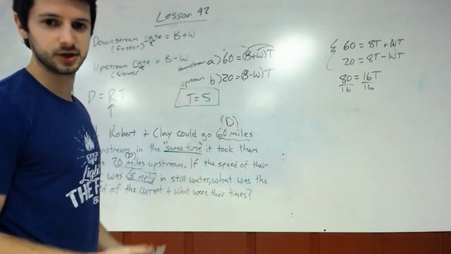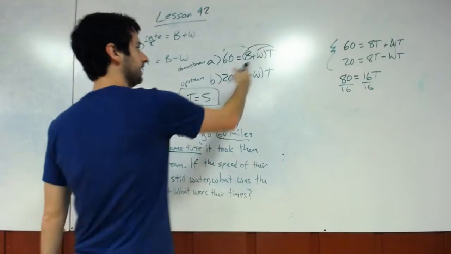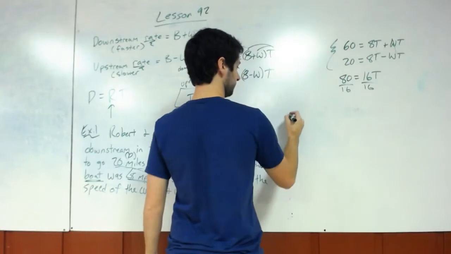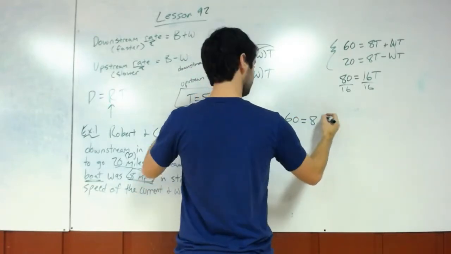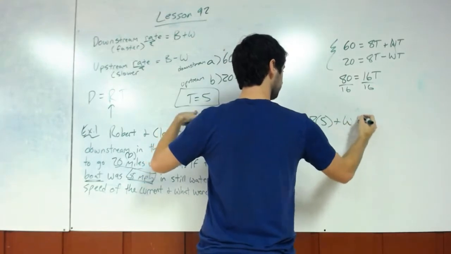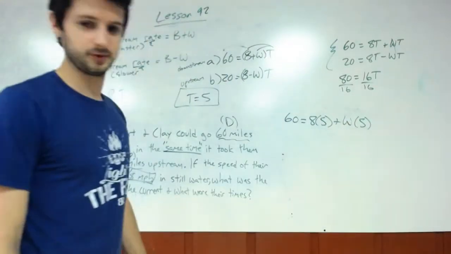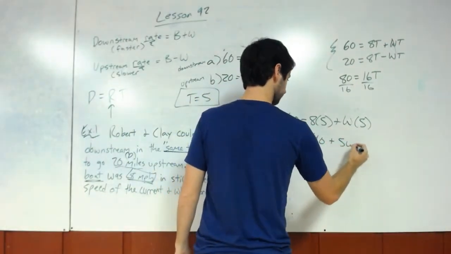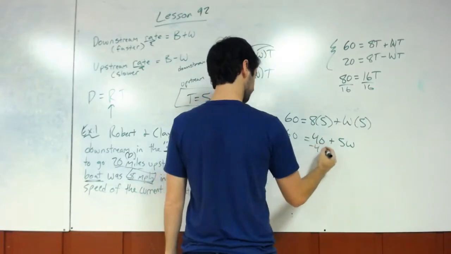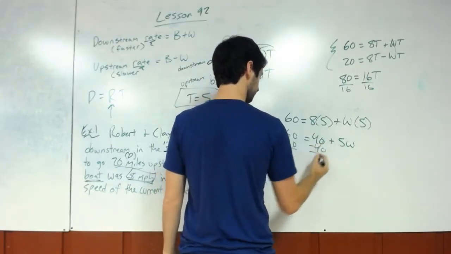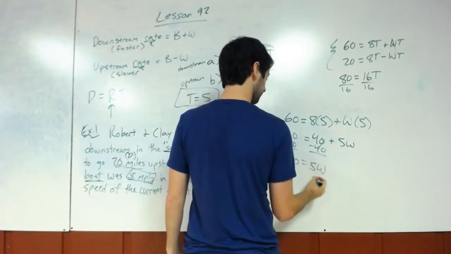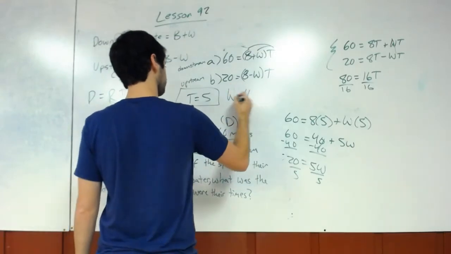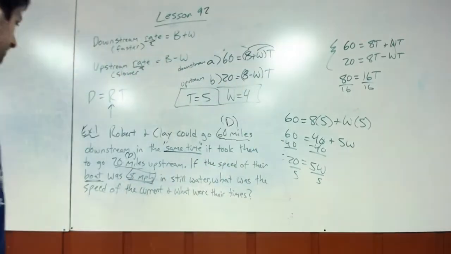Now we've got to find the W, so all we have to do is plug it into either one of these equations. I'm going to plug it into this one. 60 equals 8 times 5 plus W times 5, or 5W, whatever you want to call it. So this becomes 40. Subtract 40. That's 20 equals 5W. So the speed of the water would be 4. So those would be your two answers.